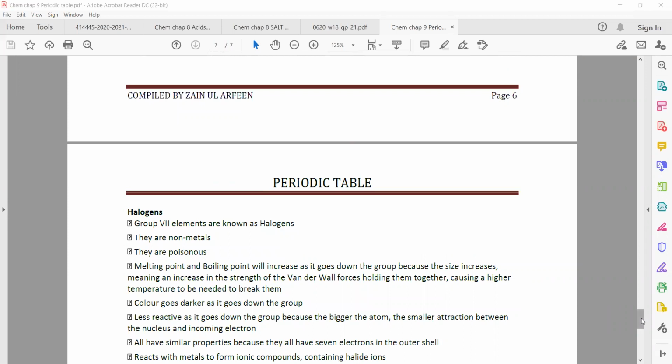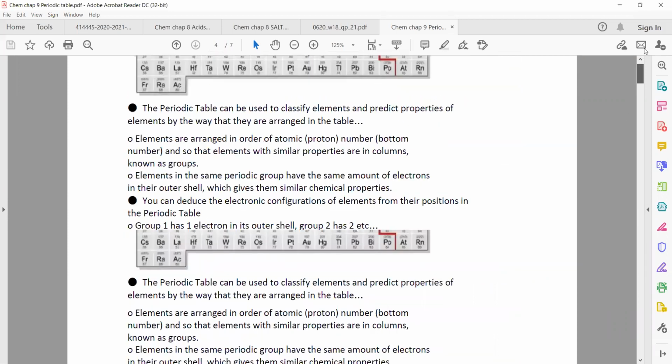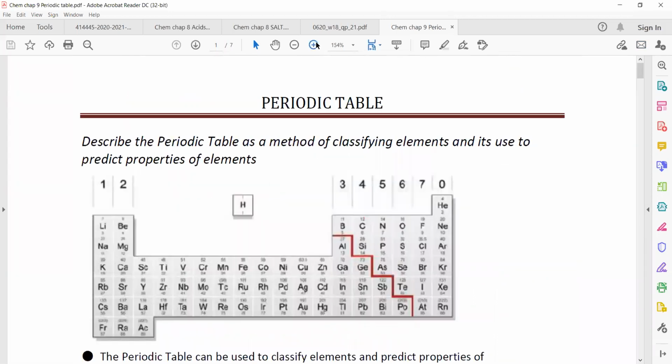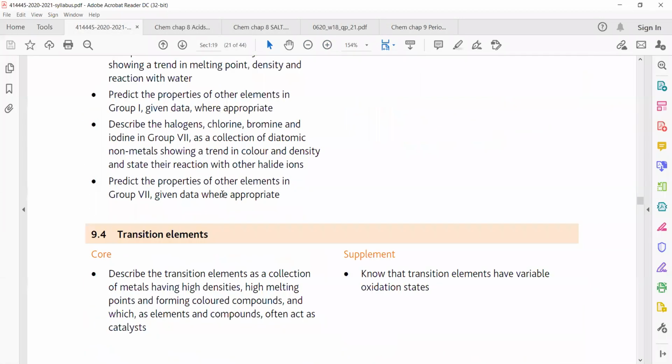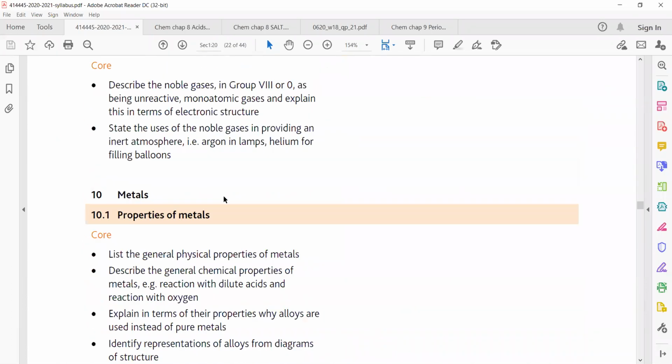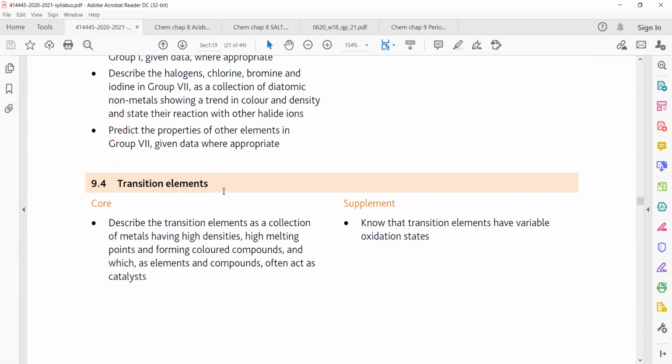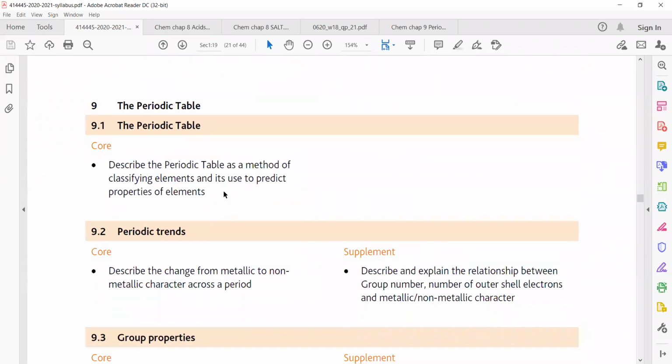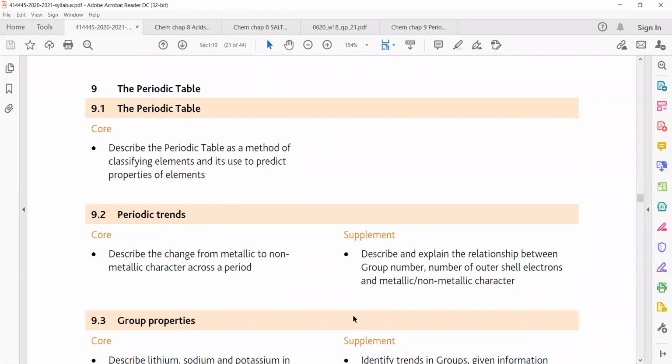So this was the periodic table, topic 9. Next session, next class, we will do topic 10. Any question related to the class today?